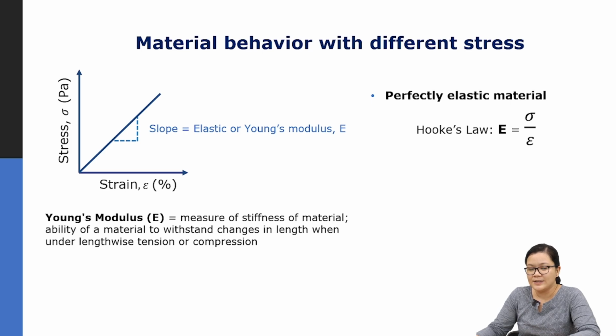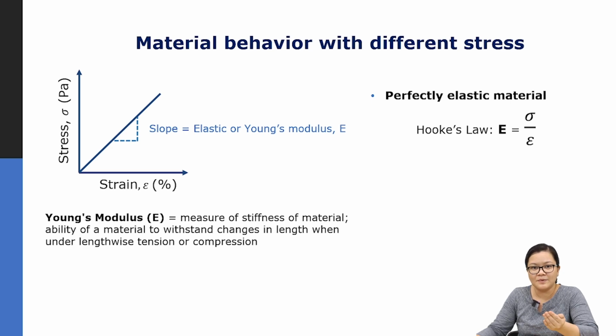There's also another situation where you keep increasing the stress you're applying to the material, and that will cause the material to break. That is related to the yield point. But in this case, in terms of material behavior, we're quantifying it using the elastic modulus. So here we assume that we're still in the linear elastic regime. Again, the Young's modulus is a measure of the stiffness of the material. It's the ability of the material to withstand changes in length when under tension or even compression.